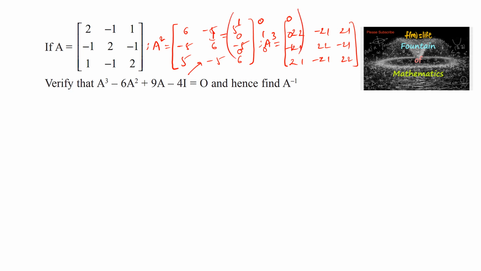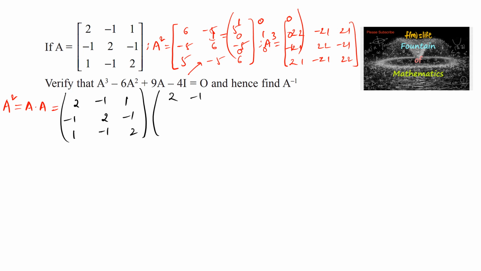So let's find A², which is A into A, equal to [2, -1, 1; -1, 2, -1; 1, -1, 2] multiplied with again [2, -1, 1; -1, 2, -1; 1, -1, 2]. Let's multiply using row with column.